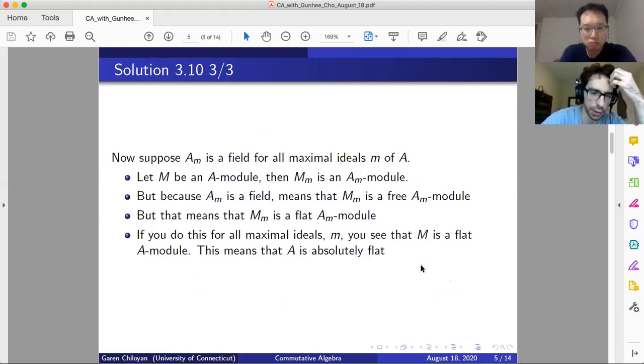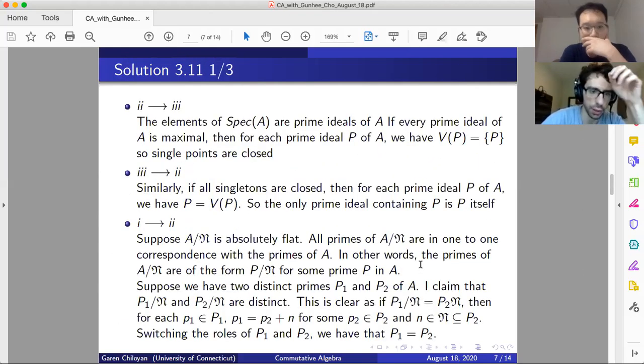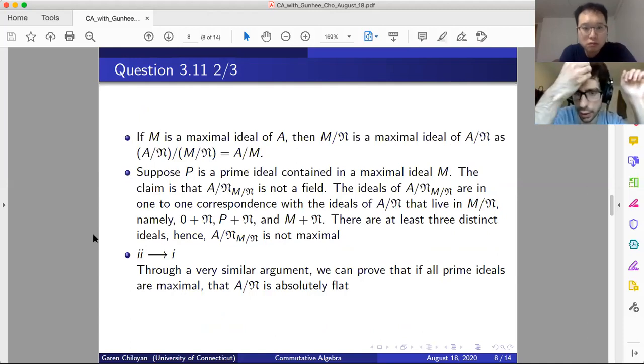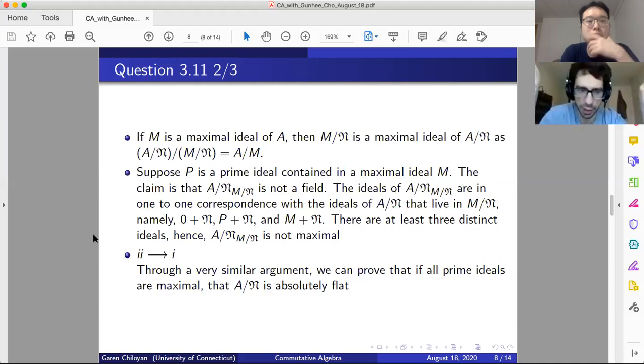So let's go back to here. We proved equality or non-equality is preserved when you mod out by n. Let's see how that helps us. If m is a maximal ideal of A, then m mod n is again a maximal ideal of A mod n. This is just basic quotienting. So this is where I start.